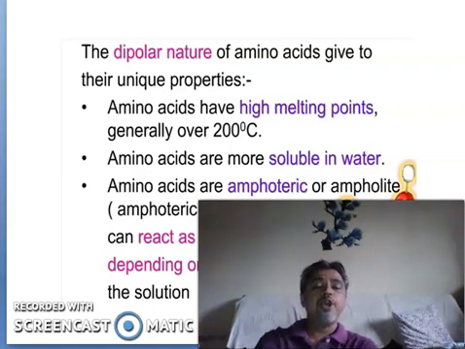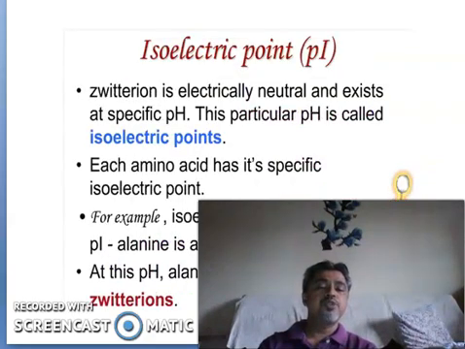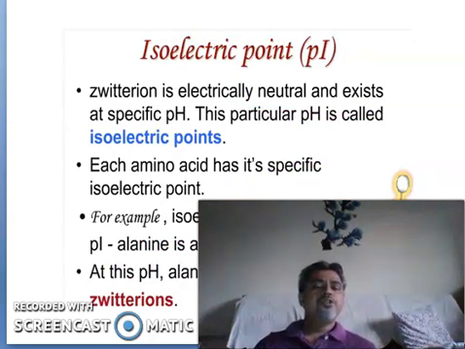Amino acids are amphoteric, or ampholytes, or amphoteric electrolytes, which can react as an acid or a base depending on the pH of the solution. The dipolar nature of the amino acid gives it a unique structure and an isoelectric point. A zwitterion is electrically neutral and exists at a specific pH. This particular pH is called the isoelectric point.